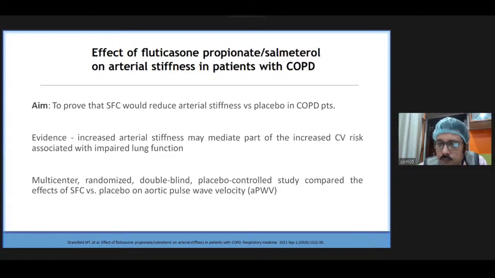Right, sir. The next question is pretty interesting. Is there a role of ICS LABA in the management of post-tubercular airway disease?